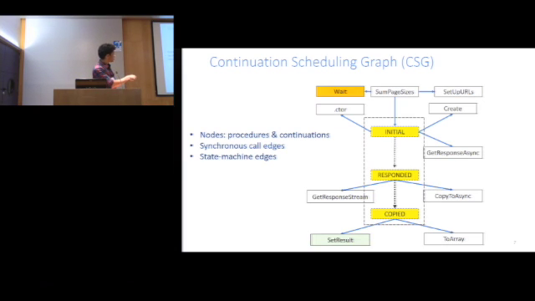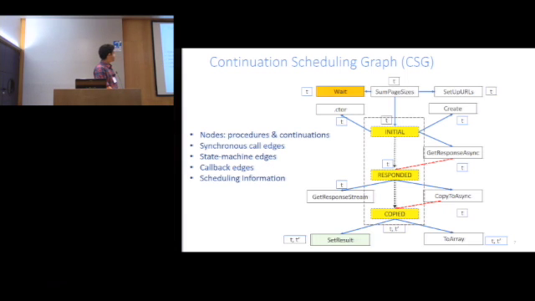We add these state machine edges, which represent the possibility of sequential control flow within an asynchronous method in the case that an awaited task is already complete. We have these callback edges. So what this says is that when get response async completes, it could schedule the continuation represented by responded for running. And finally, we also have scheduling information. So the annotations next to these nodes are abstractions of threads. So for example, here we know that set result could execute either on the main thread or a thread pool thread. Okay, so this is the program representation.